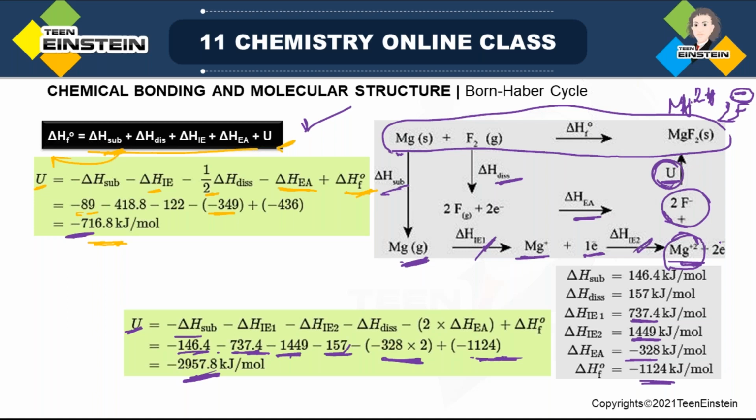But if you are breaking MgF2 and getting individual F minus and Mg2 plus, obviously the same amount of energy you have to now provide. In that case, it is endothermic, plus 2957.8. But in this case, from this calculation, the lattice energy that you are getting will be negative, because in that way this Born-Haber cycle is designed. Fine.